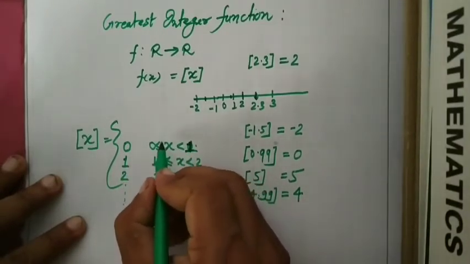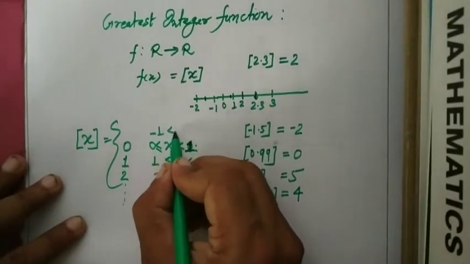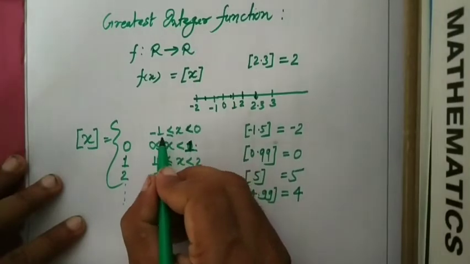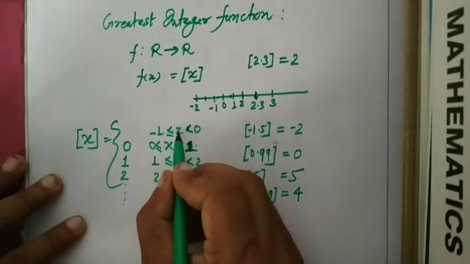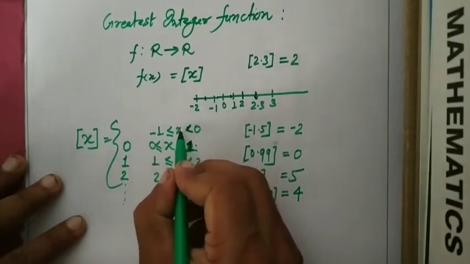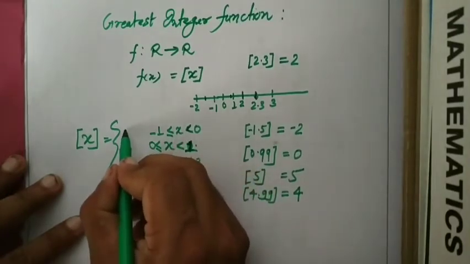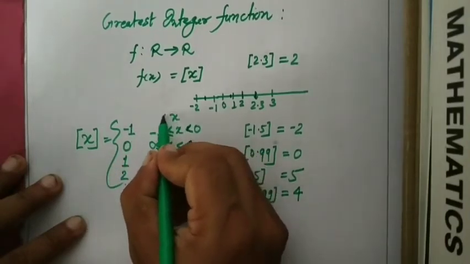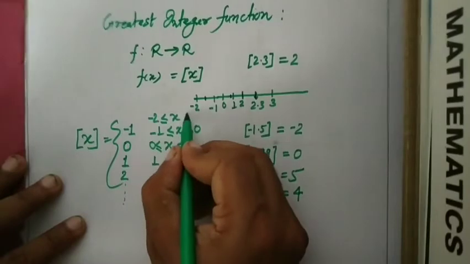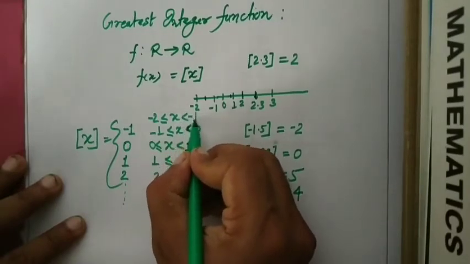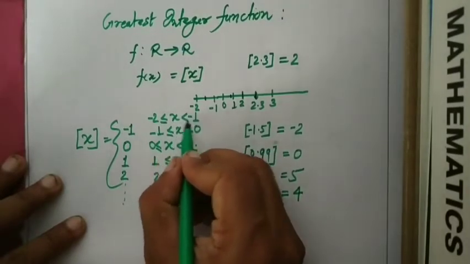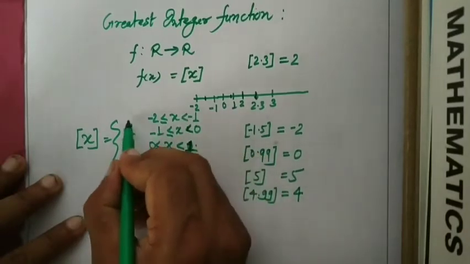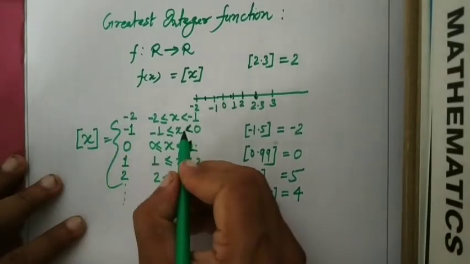If a number is situated between -1 and 0, where the number is less than 0 but greater than or equal to -1, then all such values of x are going to give you the output -1. And if a number is situated between -1 and -2, where it is greater than or equal to -2 but less than -1, then for all such values of x, the greatest integer function value will be -2.